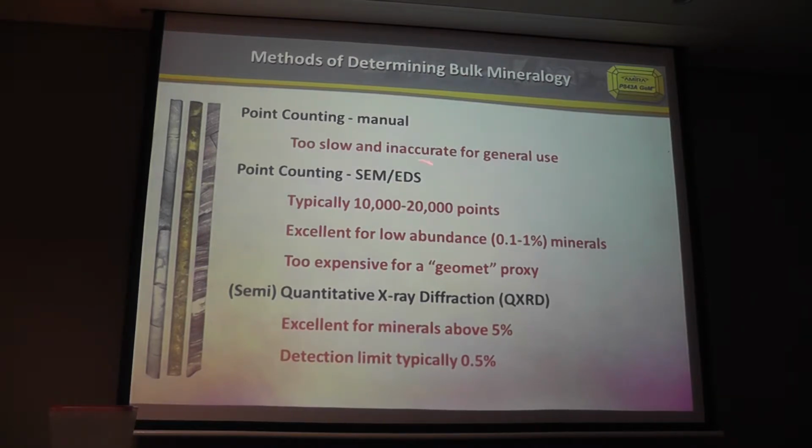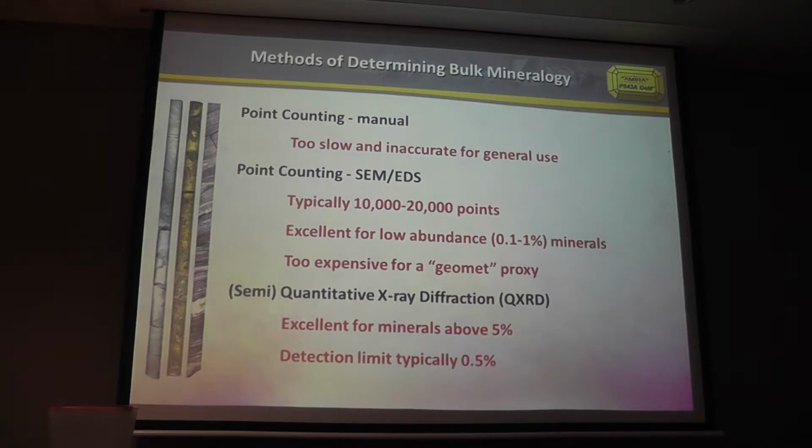Nowadays, point counting is done on scanning electron microscopes using the EDS detector. And that will normally do 10,000, 20,000 points in an hour, something like that. And that works down to about 0.1%. So it's very good at 0.1 to 1%. I mean, it's obviously very good at 20% as well, but it turns out that this is going to cost $300 a sample or something. It's going to be too expensive to roll out at the assay interval. So it's the best we have at the moment for a quick analysis at low level.